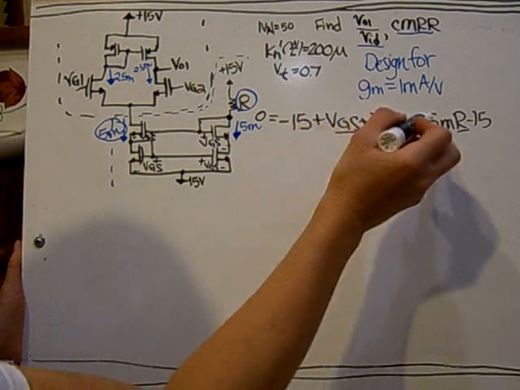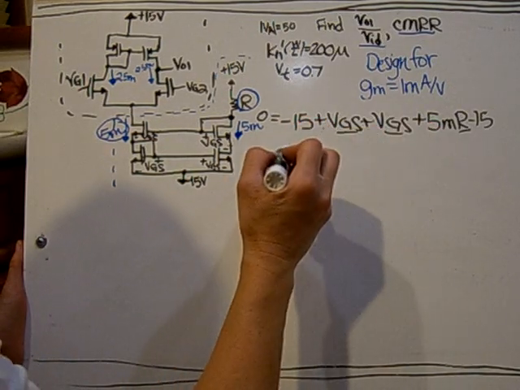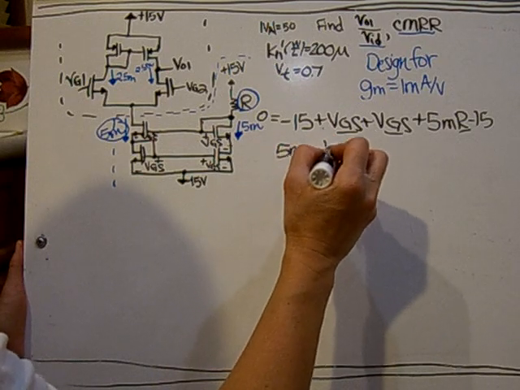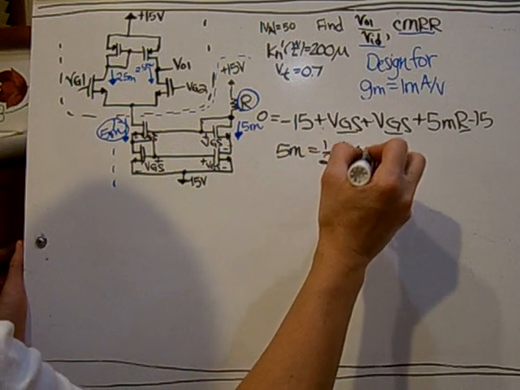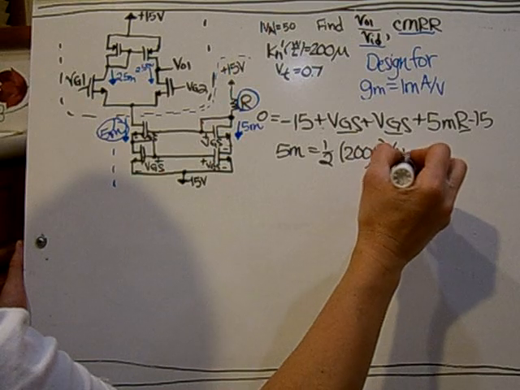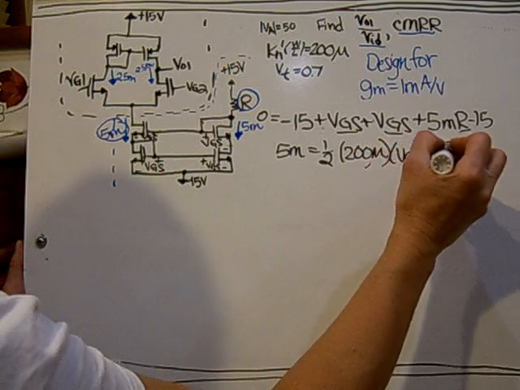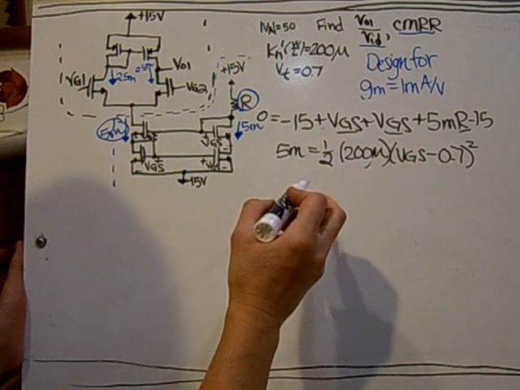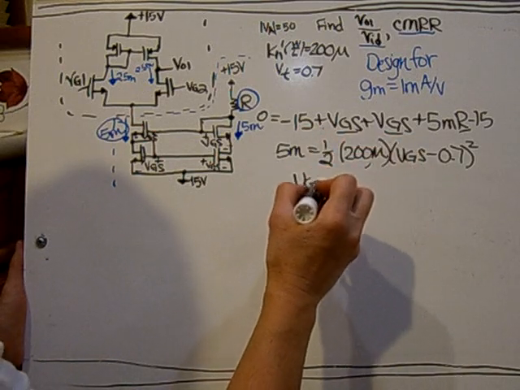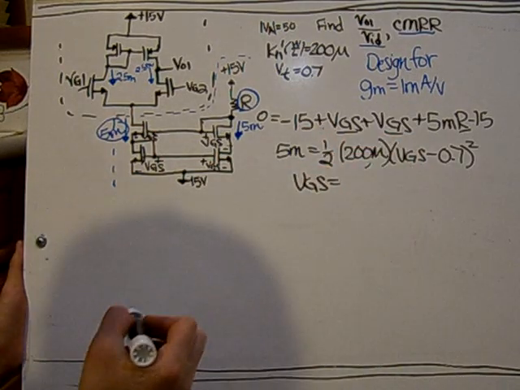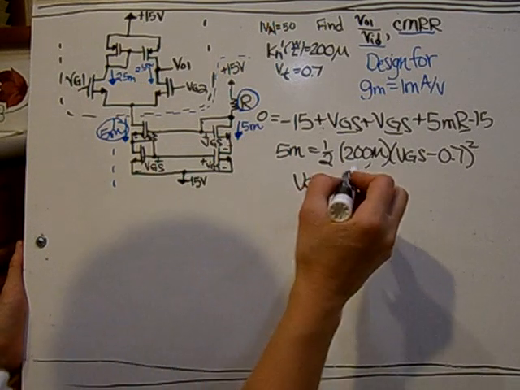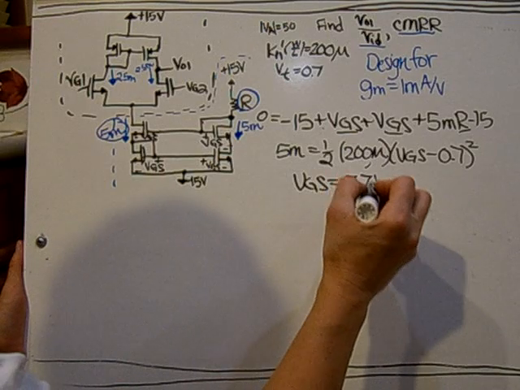So I know the current though, so I can relate that to VGS. I have the current is 5 milli, so I can use the ID equation again and solve that for VGS. I know VT also, squared. So I can solve this for VGS. And that gives a value of VGS at 7.7 volts.